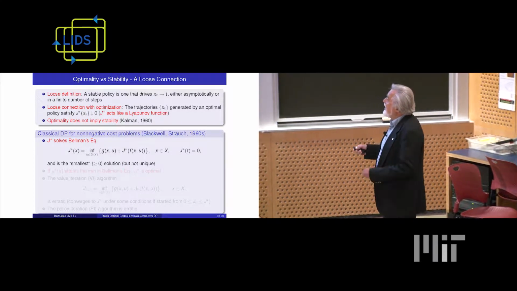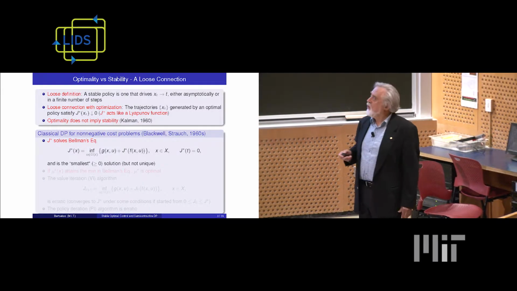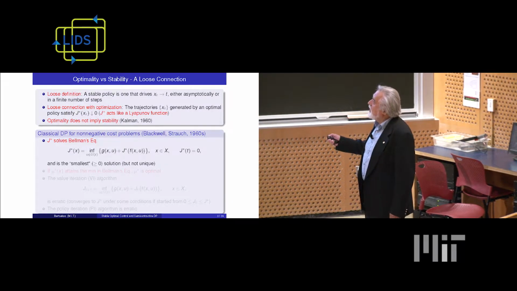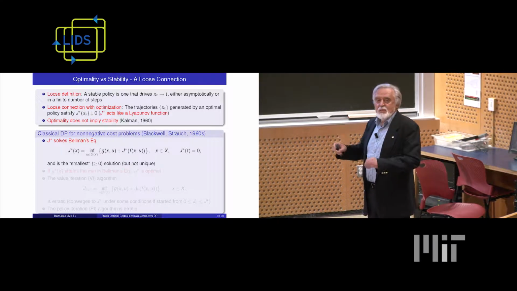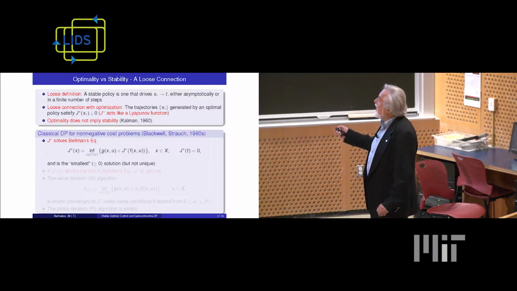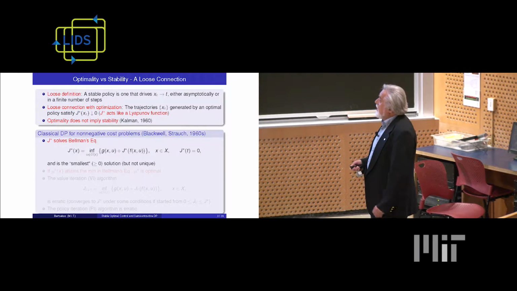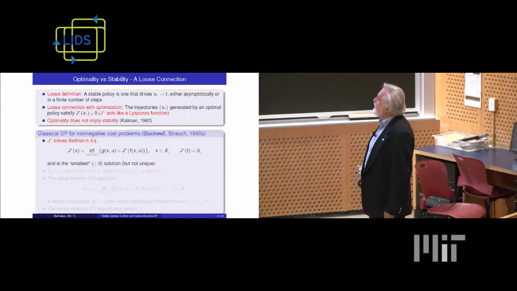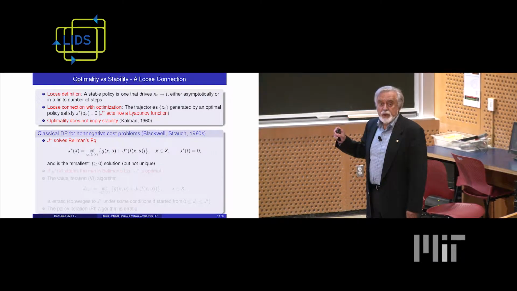And basically, this equation expresses the principle of optimality in an infinite horizon context. It says that the optimal cost starting at state x can be obtained by minimizing over all controls the sum of the first stage cost plus the cost to go starting from the next state. So it sort of makes sense. And the result is that J star solves this equation.